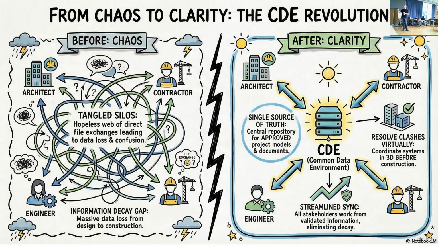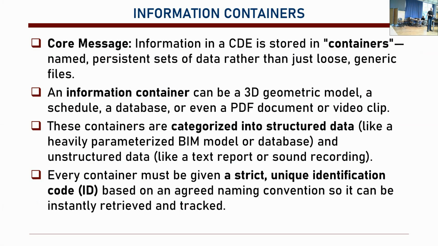We resolve clashes virtually. The synchronization is streamlined, so many different teams synchronize their data at the same time, and as a result, we have clarity. Before that, everything was cloudy. We didn't know which data was up to date and necessary. So for that, we use something called information container. In the CDE environment, we have something called information containers.